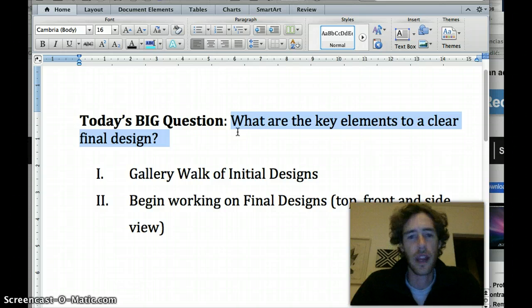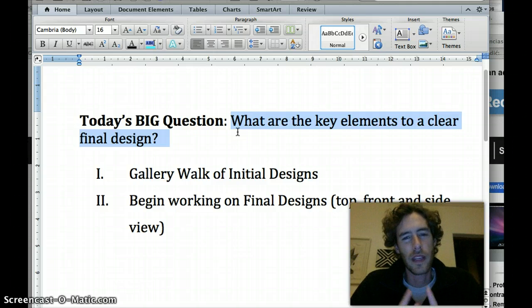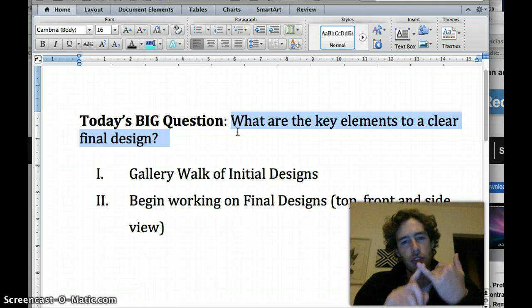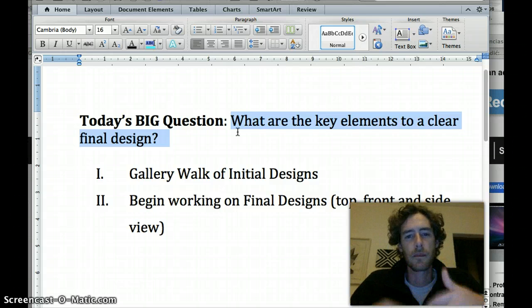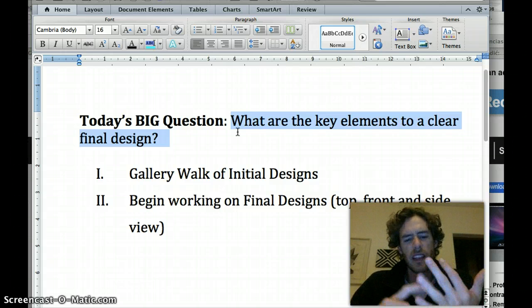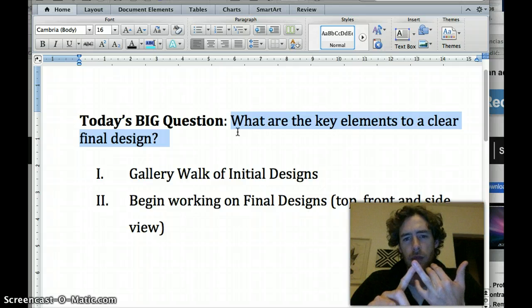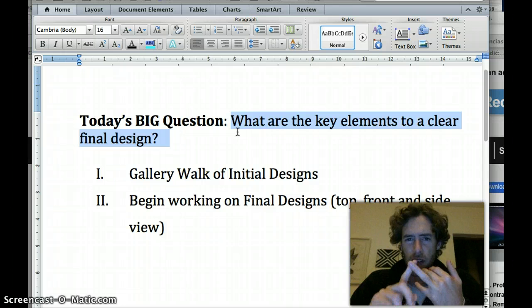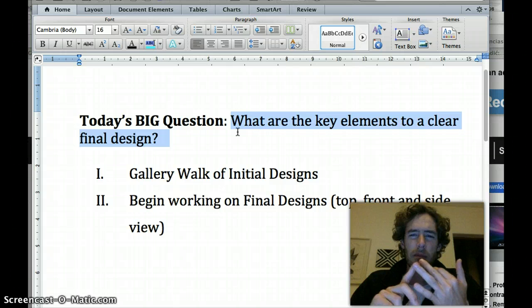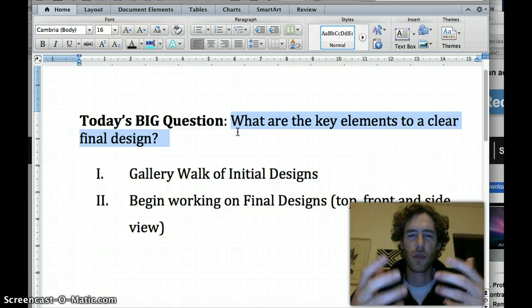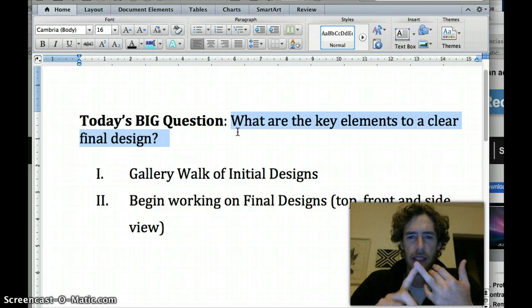In order to do that, I want you to think back to those observational drawings you did of the NXT mind brick. Think about what were the key elements we talked about then to making a good, clear, visually communicative final design. And also think about the gallery walk you did when you went around and took a look at other people's drawings. What did you observe from the successful drawings that made them clear and made them be able to easily communicate a visual representation of the NXT mind brick?